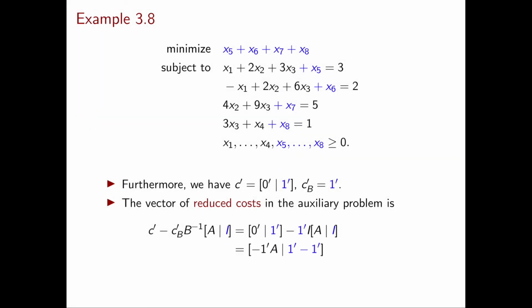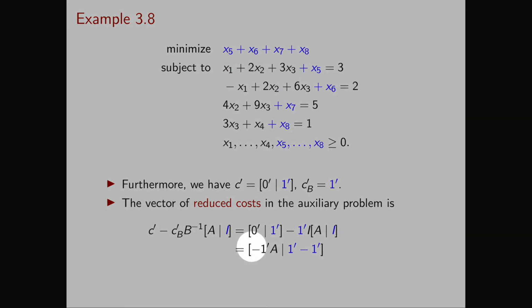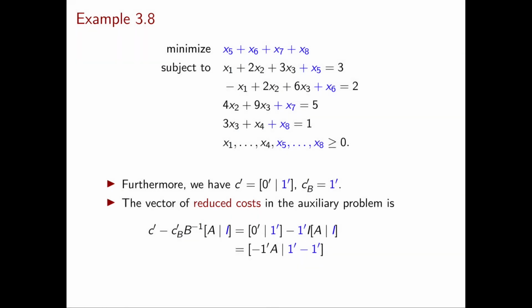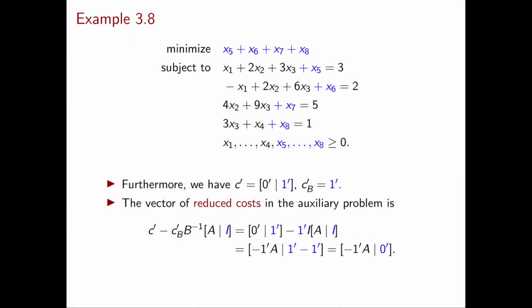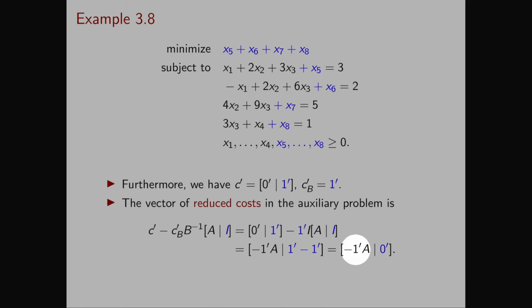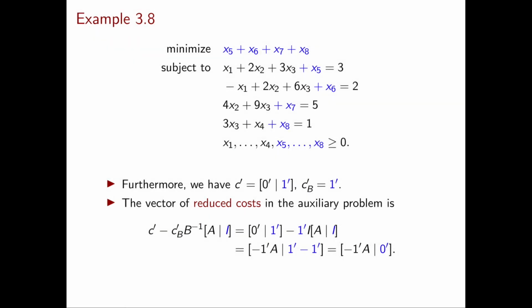So in the components corresponding to the original variables, we obtain 0 transpose minus 1 transpose times the identity times A. Therefore, we just obtain minus 1 transpose A. For the auxiliary variables, we obtain 1 transpose minus 1 transpose identity times identity, which is simply 1 transpose. So 1 transpose minus 1 transpose is equal to 0. So our vector of reduced costs takes this simple form. In the auxiliary variables, we simply have zeros, and in the original variables, we need to sum all the rows of A and take the negative of the result.